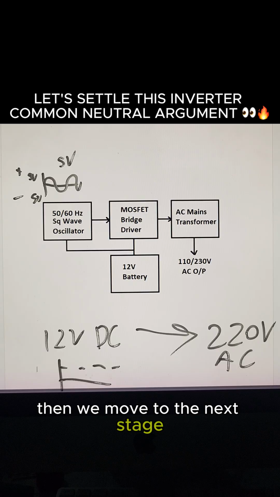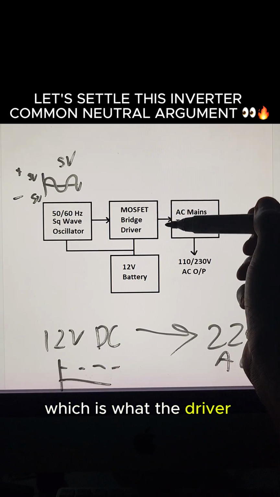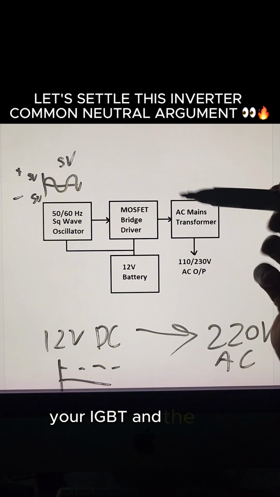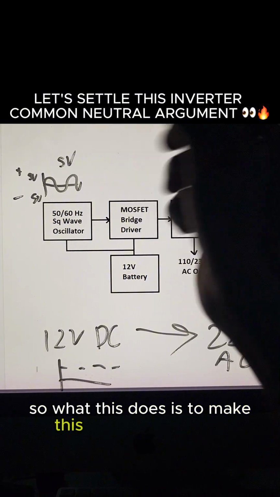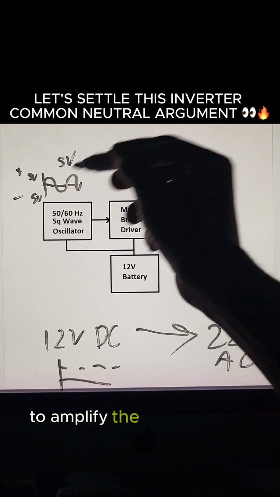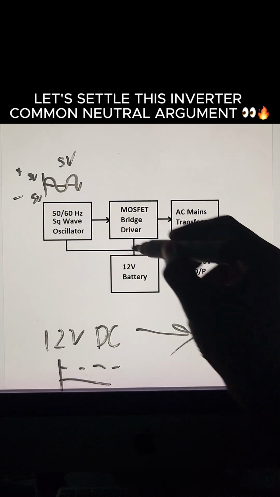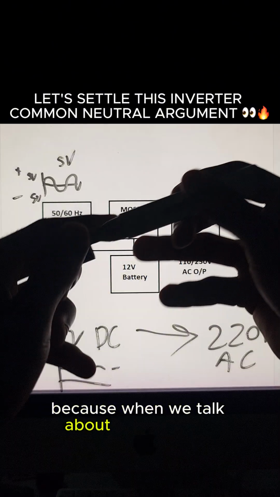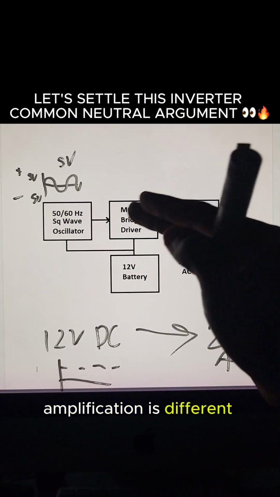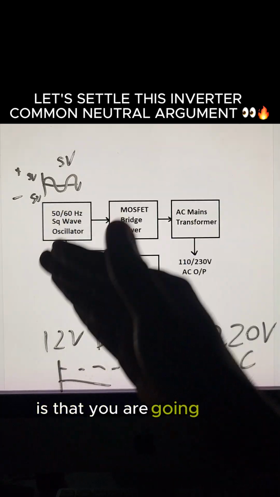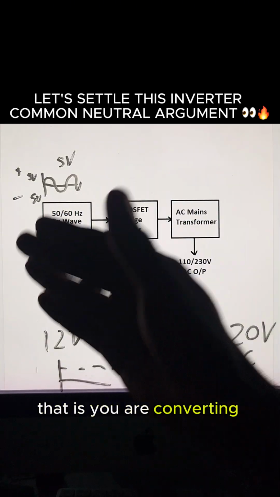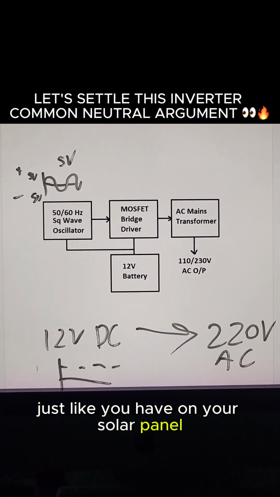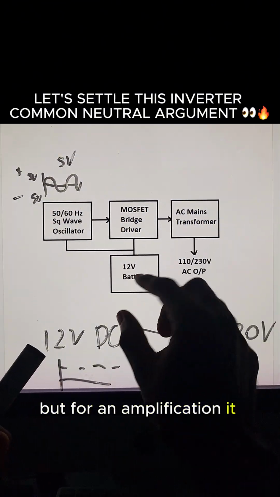Then we move to the next stage, which is what? The driver stage or the power stage of an inverter system. This is where you get your MOSFET, your IGBT and the likes. So what this does is to make this guy stronger, right? To amplify the signal coming in. We've generated it here, it's just not amplified to be at the level of the battery. Because amplification is different from generation. Generation is that you are going from nothing to something. That's you are converting one form of energy into another form of energy, just like you have on your solar panel. But for an amplification, it needs to have a reference.